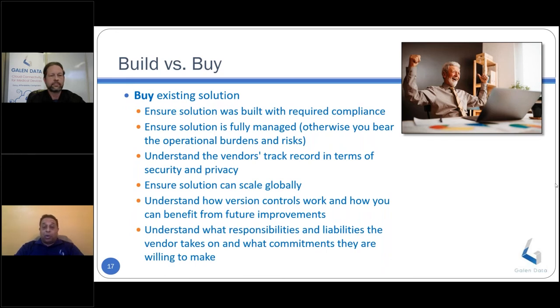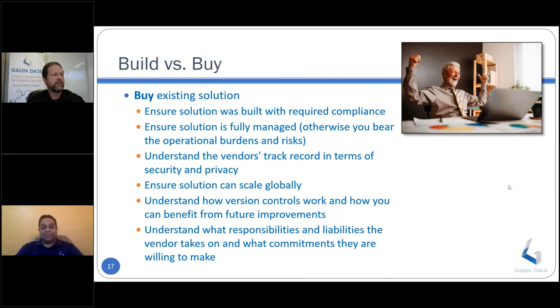If you do want to go global, even if not now but in the future, make sure the solution can scale globally. Understand how you will do BOM, bill of materials management, in terms of version control, and then understand what responsibility and liabilities the vendor is taking and what commitments they're willing to make. So keep all that in mind when you decide which vendor to pick, if you want to buy.